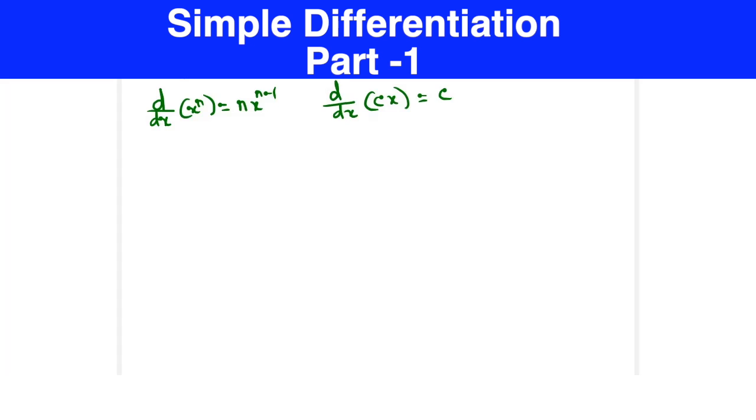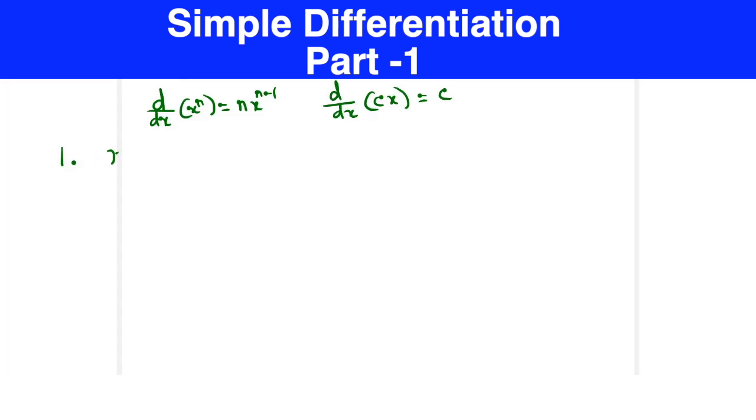This episode has a specific formula: d by dx of x power n is equal to n into x power n minus 1. The second formula we are going to use is d by dx of cx is equal to c, where c is a constant. So let's start with a simple case.